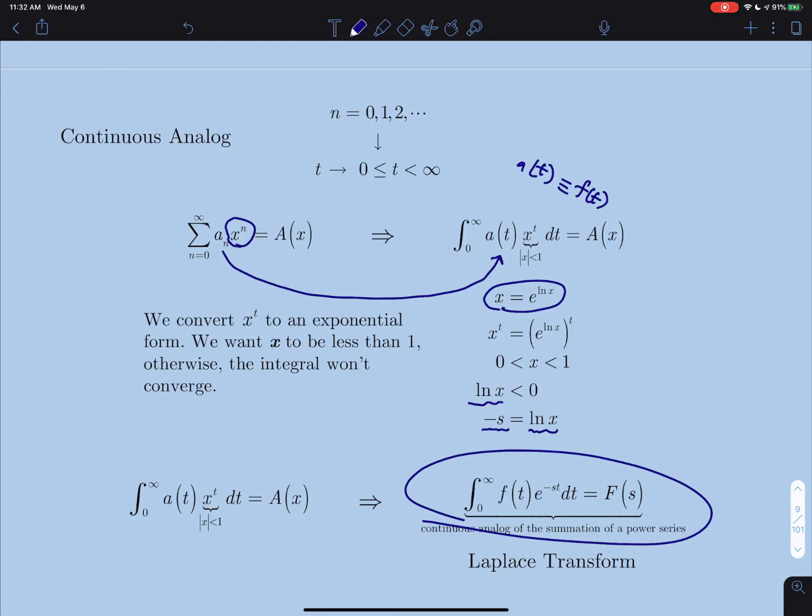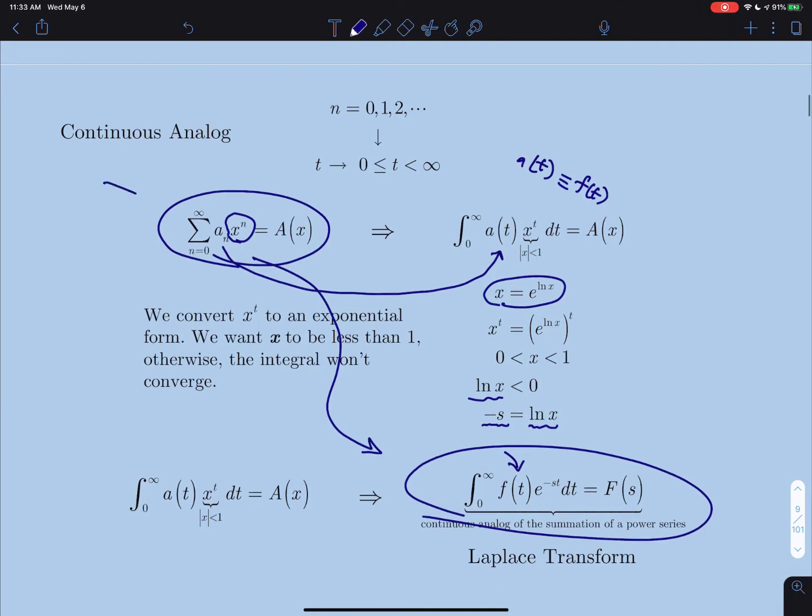So you could see how this power series notation, if you want to write it as an integral notation, could actually turn into some kind of a definition that looks like this, which is the actual definition of Laplace transform. So it doesn't come from thin air. It actually comes from the fundamental definition of power series.